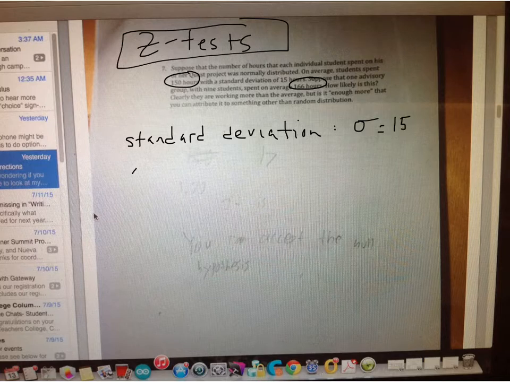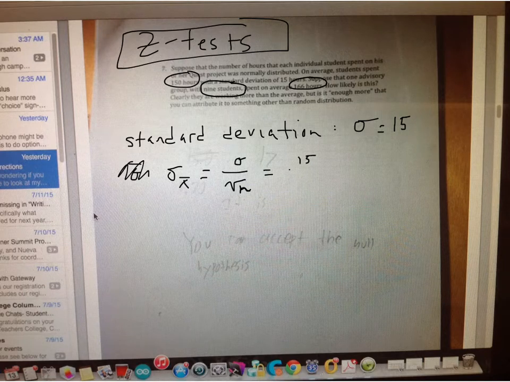But when we take a mean, the standard deviation of a mean, since we're dealing with 9 students, we would expect there to be less variation, because the more students that you're looking at, the less varied the results of the mean will be. So the standard deviation of the mean is the standard deviation over the square root of the sample size. So we'd have 15 over square root 9, which is 5.